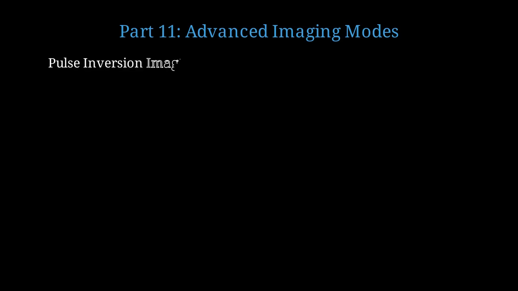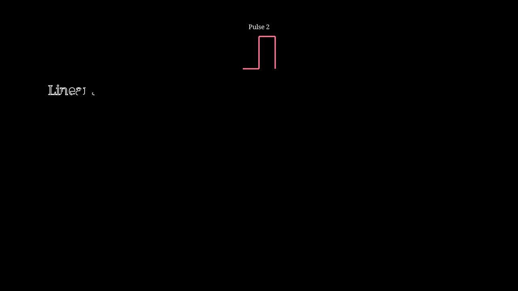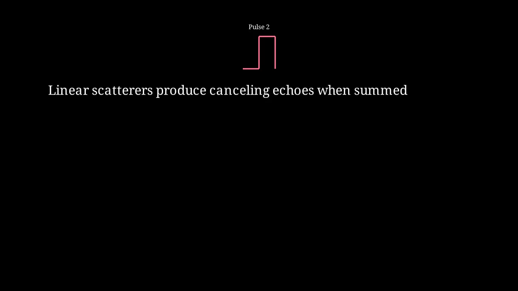Pulse inversion imaging is a clever technique that exploits microbubble nonlinearity. First, transmit a positive ultrasound pulse. Then transmit an inverted negative pulse with opposite phase. Linear scatterers like tissue produce echoes that cancel when we sum the responses to both pulses. But nonlinear microbubbles produce asymmetric responses that don't cancel, remaining visible after summation.